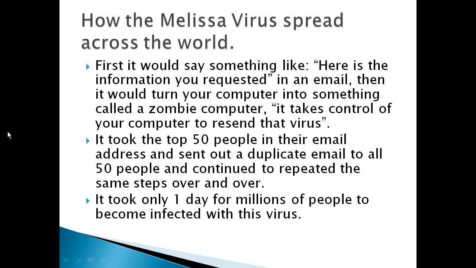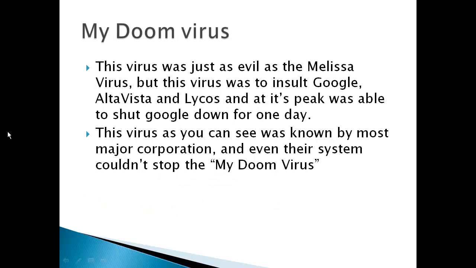How did the Melissa virus spread across the world? First, it would say something like, "Here is the information you requested," in an email. Then it would turn your computer into something called a zombie computer. It has control of your computer to resend that virus. It took the top 50 people and their email addresses and sent out a duplicate email to all 50 people, and continued repeating the same steps over and over. It took only one day for millions of people to become infected with this virus.